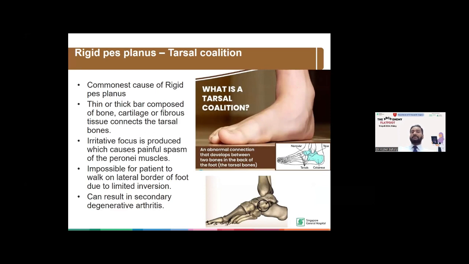So when we're talking about tarsal coalition, this is the commonest cause of rigid pes planus. In these patients, they tend to form a thin or thick bar, which is composed of bone, cartilage, or fibrous tissue that connects the tarsal bones. It is a very irritative focus, which can cause painful spasms of the peroneal muscles. It's impossible for the patient to walk on the lateral border of the foot due to the limited inversion that they can achieve. As a result of this, it can result in secondary degenerative arthritis as well.